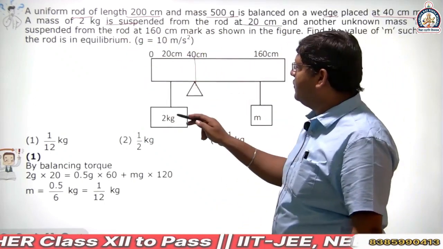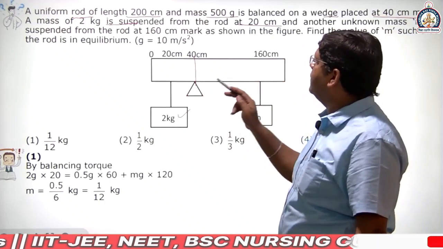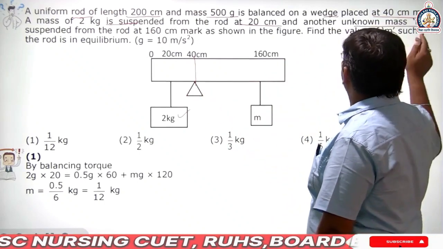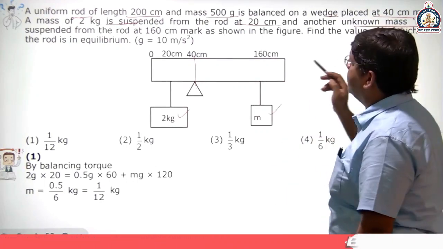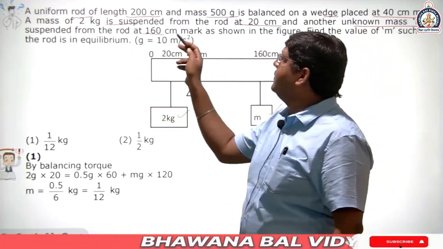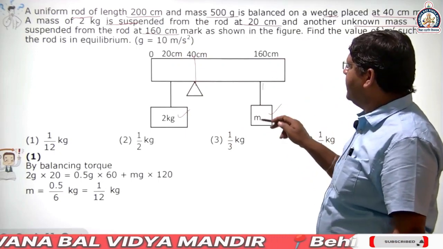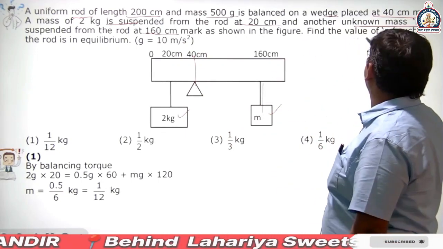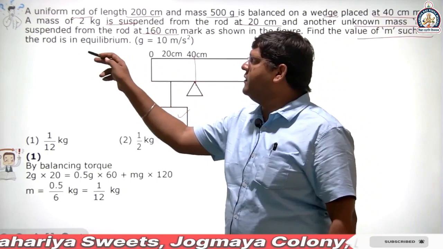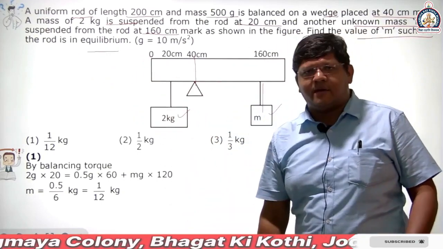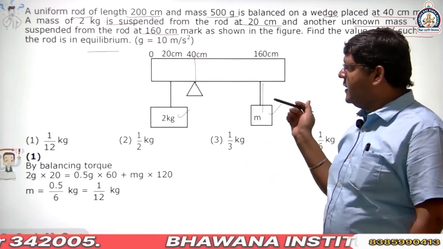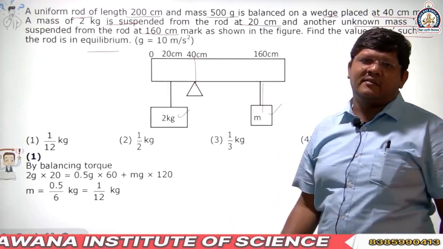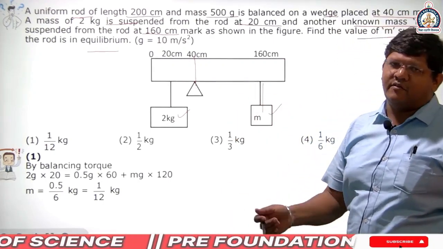A mass of 2 kg is suspended at the distance of 20 cm, and another unknown mass, which we have taken as small m, is suspended on the rod at 160 cm, as shown in the figure. Find the value of m such that the rod is in equilibrium. This type of question is directly related to a balancing concept, and in this type of numerical we just have to balance the torque.